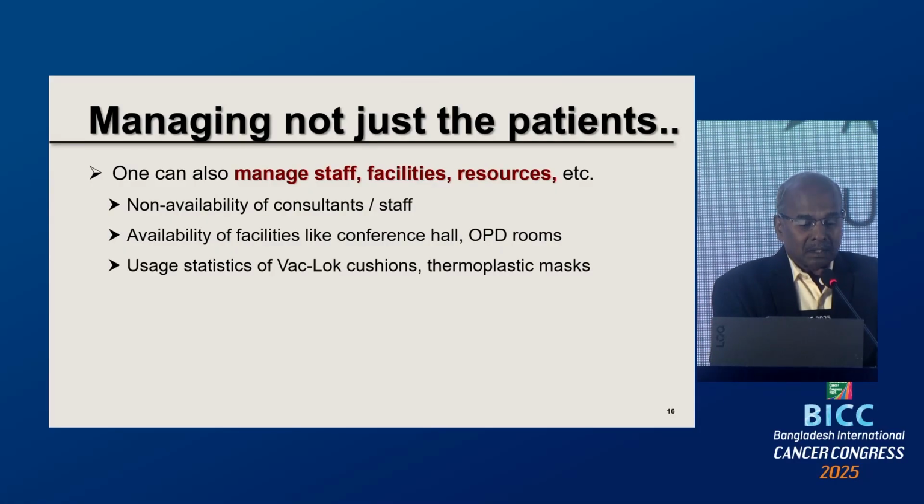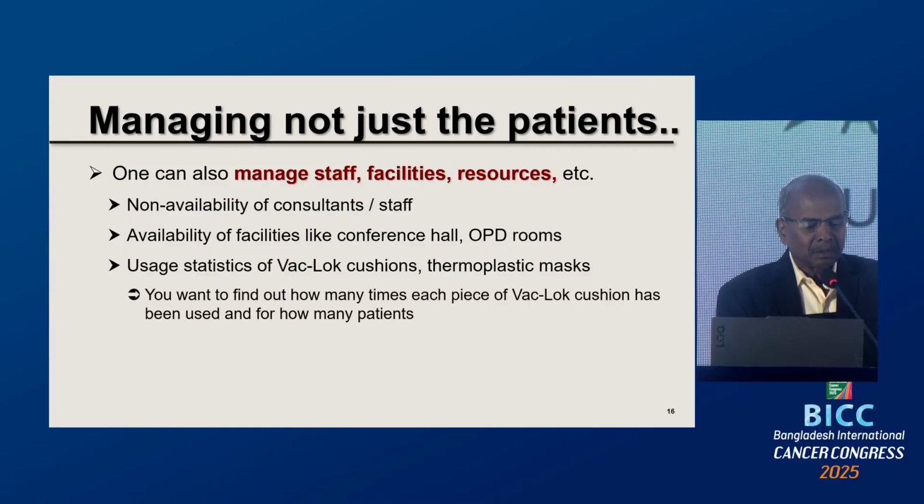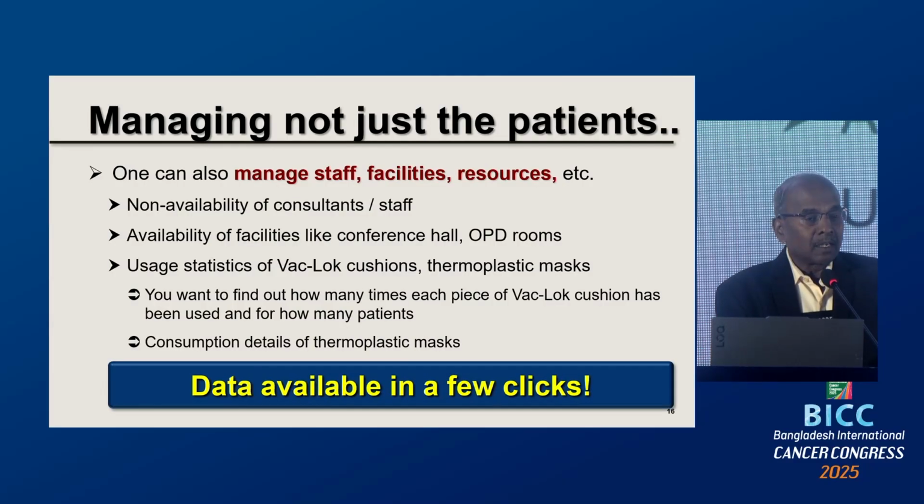Using statistics of, for example, backlog cushions or thermoplastic masks, how many times you have used a particular cushion, so that you will know after how many uses the cushion becomes a problem or becomes unusable, or how many thermoplastic masks you have used in your clinic. Anything that you want to know, you will be able to use this ROIS to fetch the data. And everything is available in a matter of a few clicks.